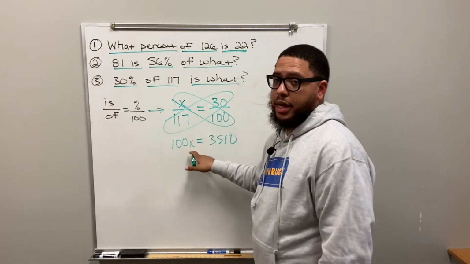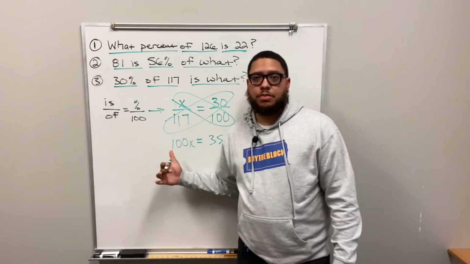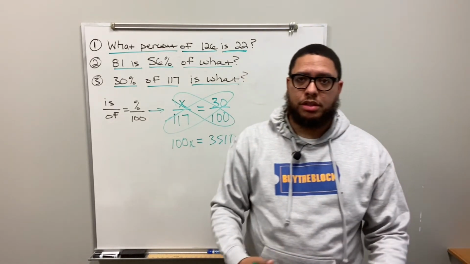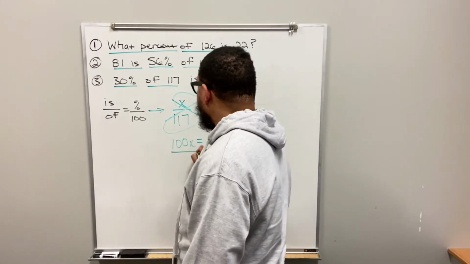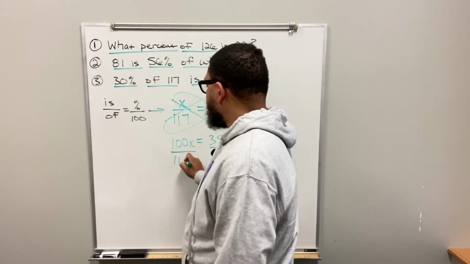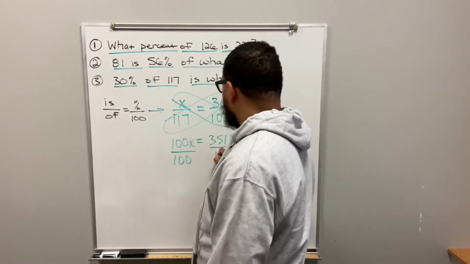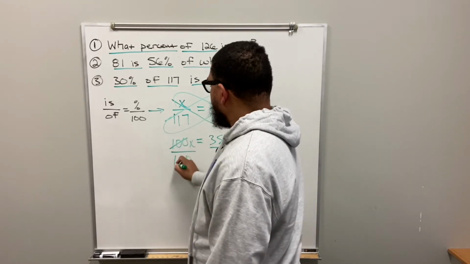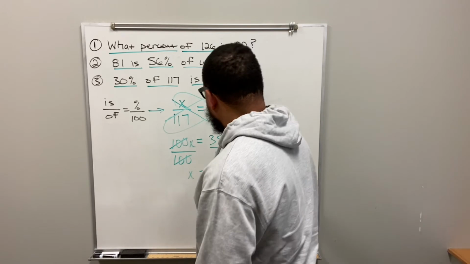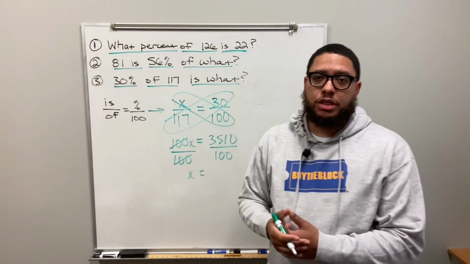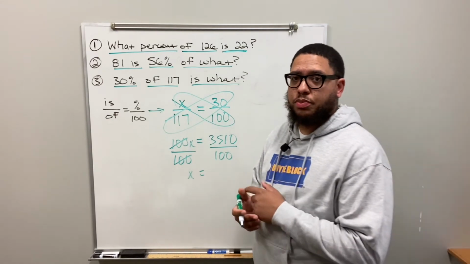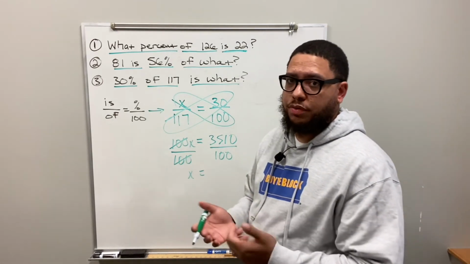Now, I want to get x by itself. So in order to get x by itself, I need to do my division. I'm going to divide by 100. I'm not dividing by 3510 because I'm trying to get x by itself. Divide that. And I don't even need a calculator for this because whenever you divide by 100, all you're really doing is moving the decimal point 2 spaces to the left. That's all you're really doing.